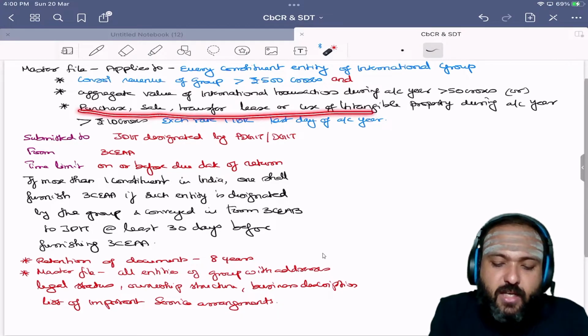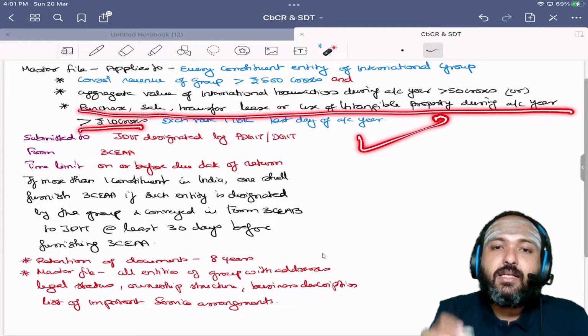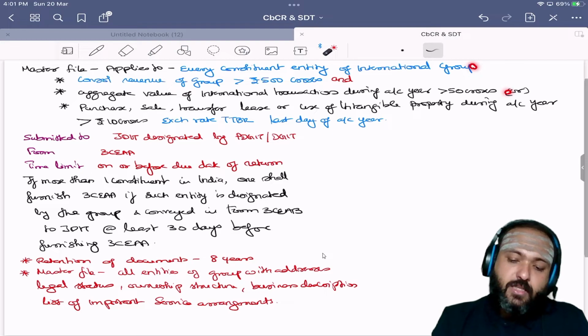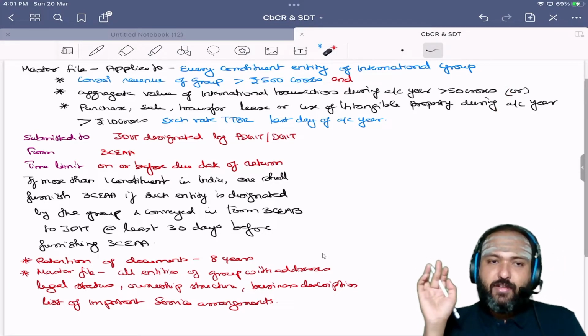Purchase, sale, transfer, lease, or use of intangible property in India greater than 10 crores. Yes. Then file master file. Okay. So this plus this, or this plus this. That is how you will see and apply the master file requirement.